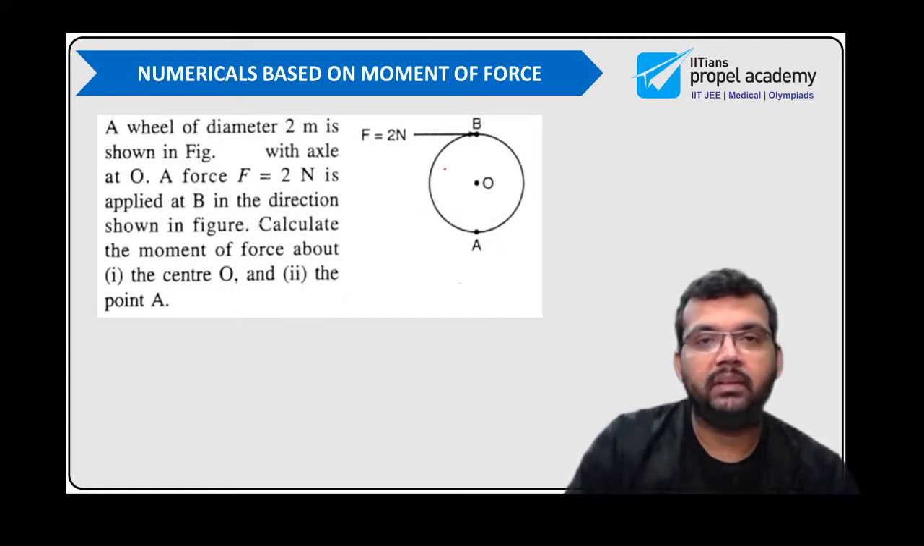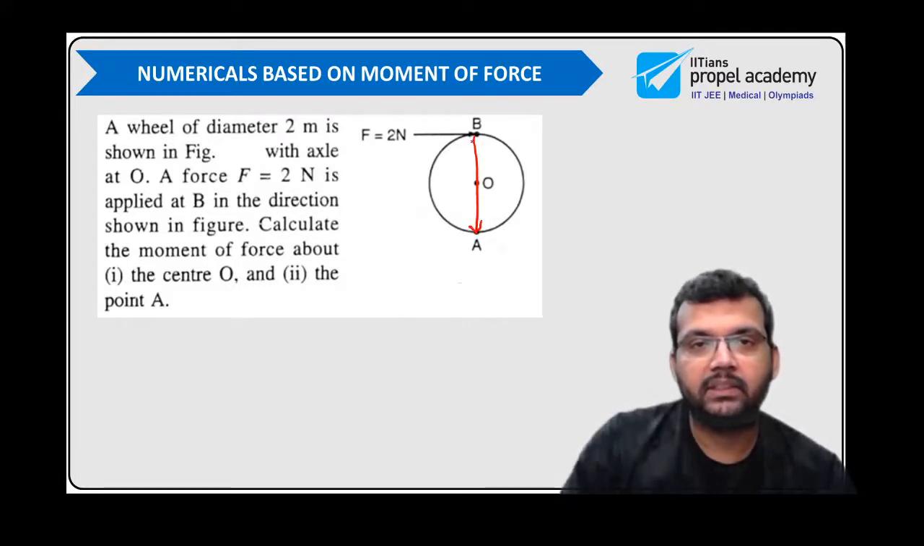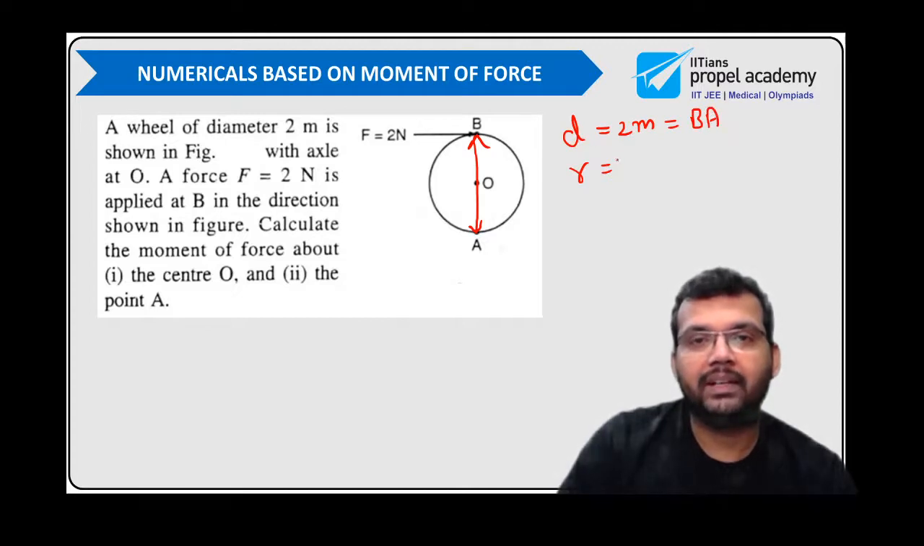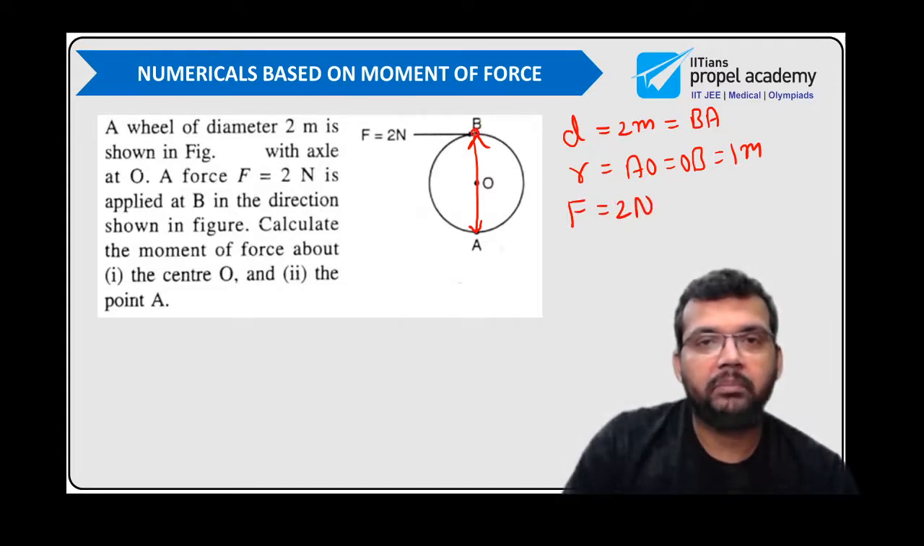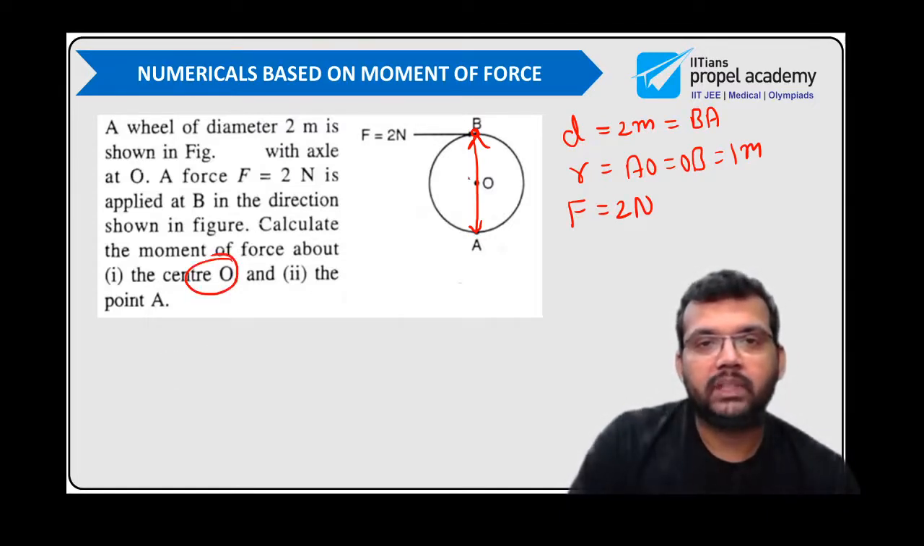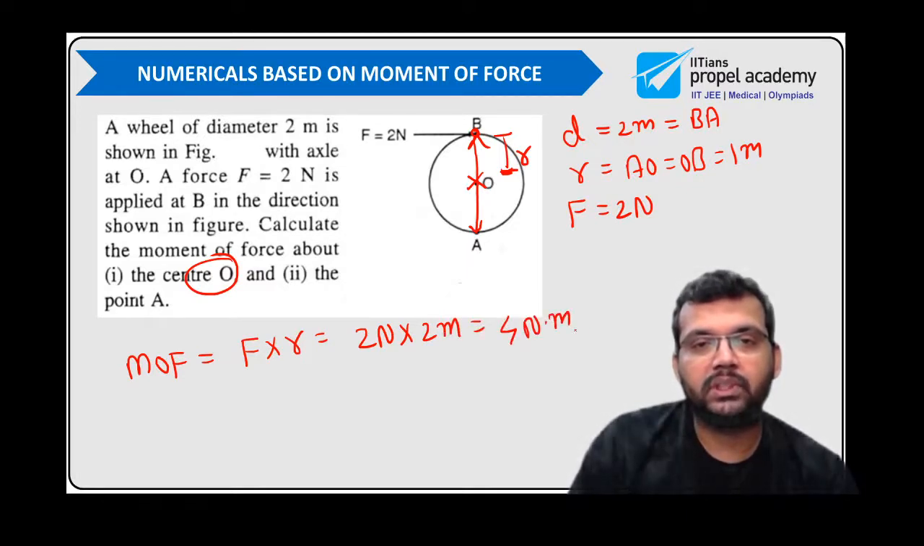One more question. A wheel of diameter, which means this entire length, diameter D, let's say, is 2 meters. So diameter here is BA. Radius, that's AO or OB, equals 1 meter. Now we have a force F equal to 2 Newton applied at B. Calculate moment of force about center O. About center O means this point. So moment of force about O means force into radius, because this distance is radius. So force is 2 Newton, distance is 2 meters, that's 4 Newton meter.